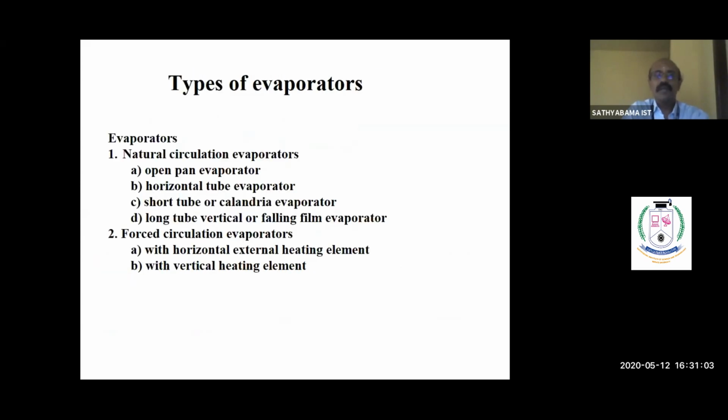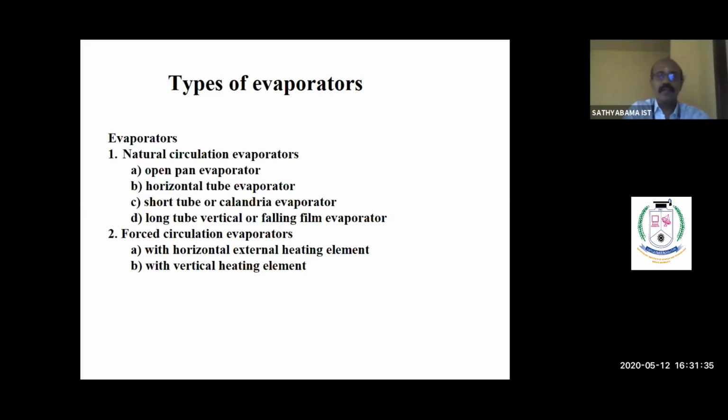So coming to the types of evaporators, there are various types of evaporators: natural circulation and forced circulation evaporators. Natural circulation evaporators are of various types again: open pan evaporator, horizontal tube evaporator, short tube or calandria evaporator, and then long tube vertical or falling film evaporator. So there are four types of natural circulation evaporators.